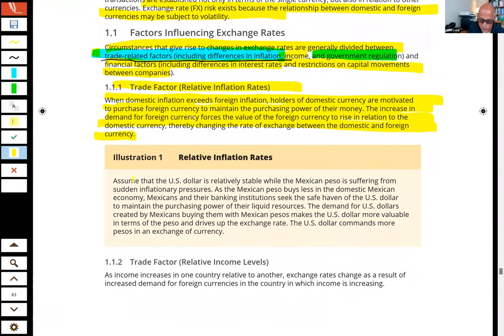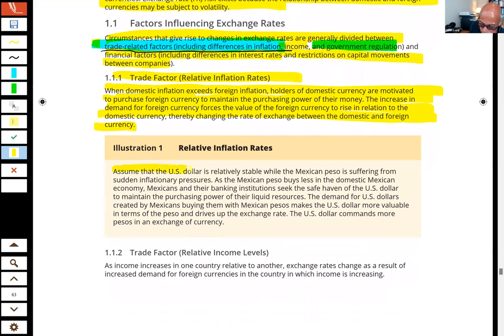Now let's look at this illustration. Assume that the US dollar is relatively stable while the Mexican peso is suffering from sudden inflationary pressures. As the Mexican peso buys less in the domestic Mexican economy, Mexicans and their banking institutions seek the safe haven of US dollars to maintain the purchasing power of their liquid resources. Demand for US dollars created by Mexicans buying them with Mexican pesos makes the US dollar more valuable in terms of pesos and drives up the exchange rate. The US dollar commands more pesos in exchange of currency.